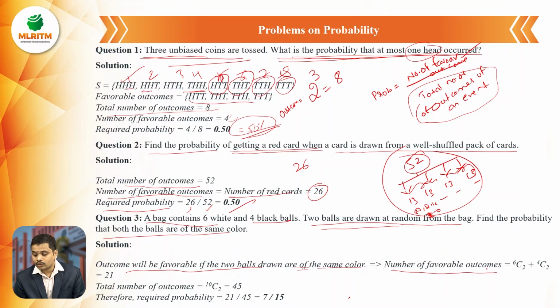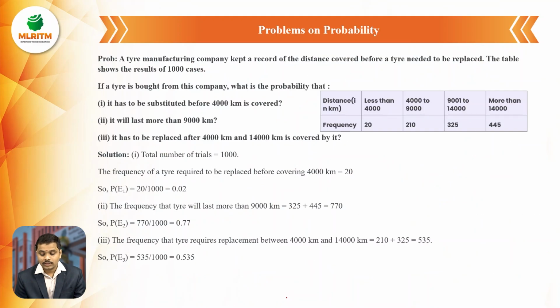Number of favorable outcomes are 6C2, meaning 2 balls considered from the white, that is 6C2 combinations, and 4C2 combinations from the black, and the total is 21 outcomes. Total number of outcomes are 10C2, because 6 plus 4 is 10. So 10C2 is nothing but 45. Therefore, the required probability is favorable outcomes divided by the total outcomes, that is nothing but 7 by 15. So this is another type of problem.